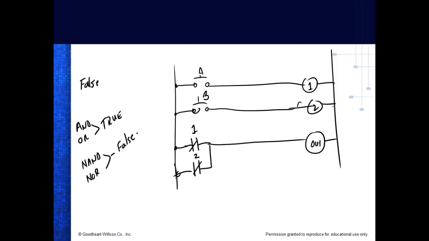If I press switch 1, that's going to open this contact right here, right? It's going to turn off. I'm going to press B by itself. That's going to open this one. Is the rung going to turn off? What do I have to do to turn this on? I have to make A and B true, right? Understand? Turn the rung on.